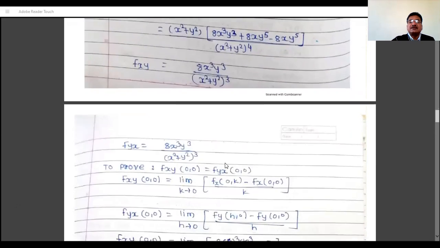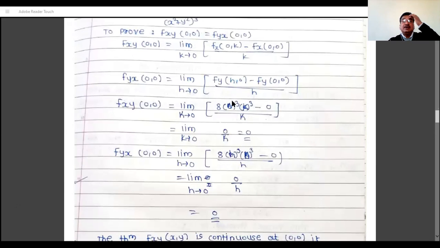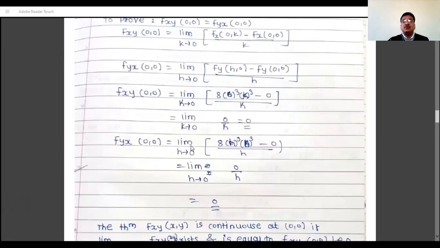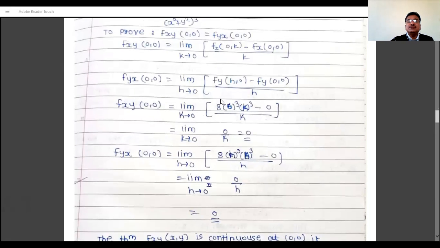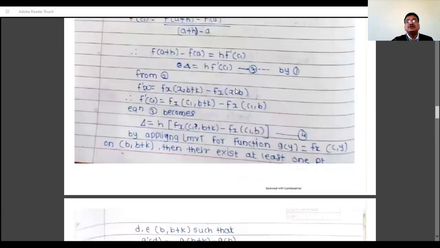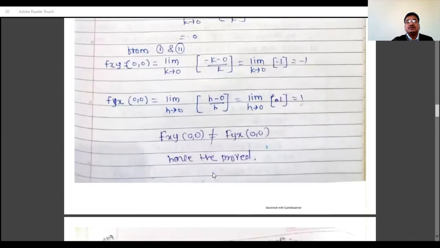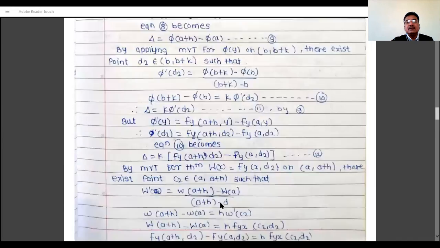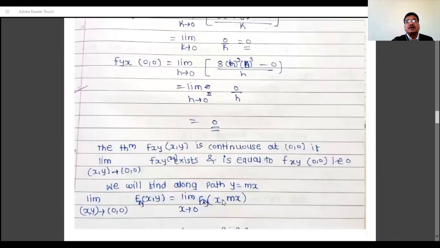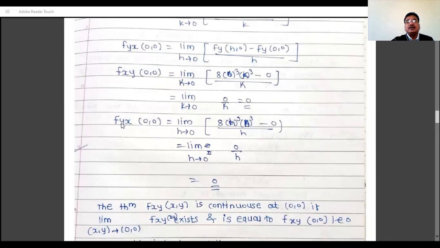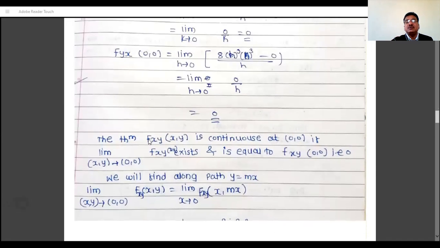We get both the answers are 0. So both the answers are 0. This is obtained from this data. This is wrong. Don't use this method. Use the fx 0 k. Find fx 0 k, fx 0 0, fy 0 0, fy h 0, like this by using the definitions. This is the procedure. Okay, so use this procedure, and then we see that fxy 0 0 and fyx 0 0 both are 0, and therefore these two are the same.